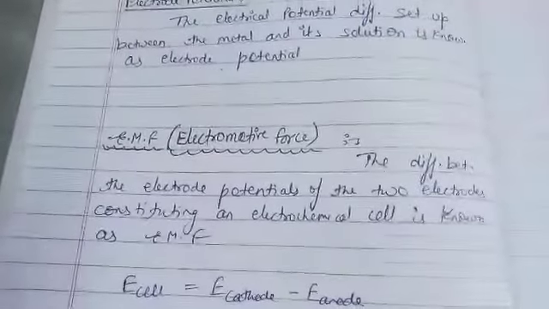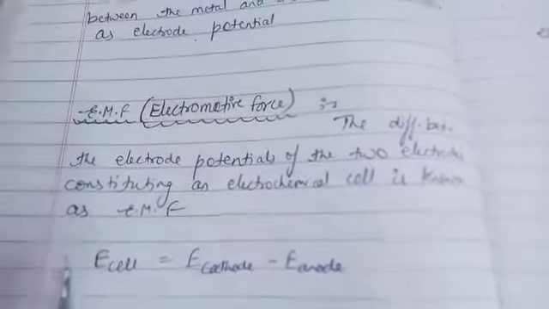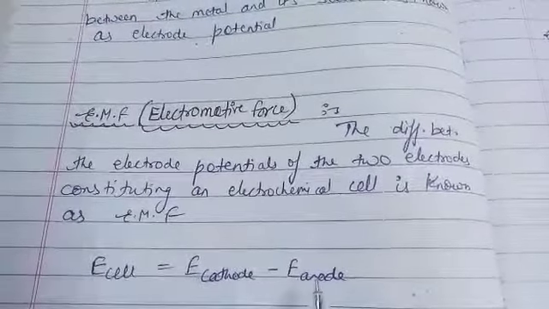Now just see, we have a simple formula: E cell, or you can say EMF, is equal to E cathode minus E anode.